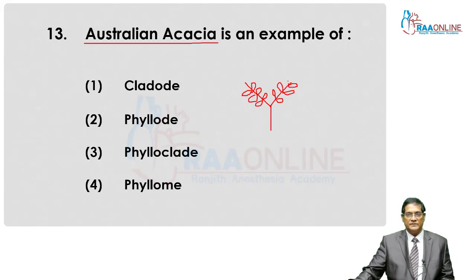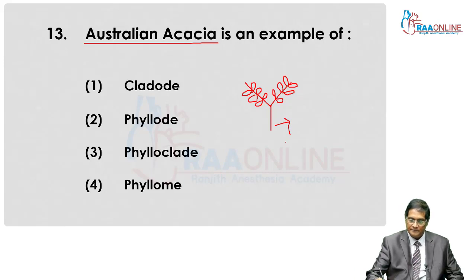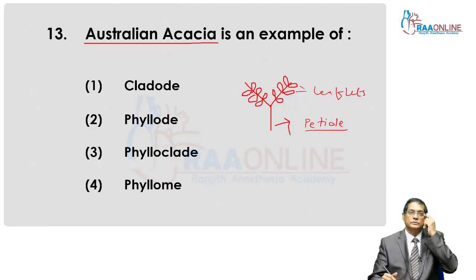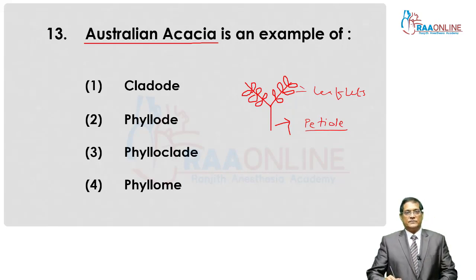But one specific feature: this is the petiole of the leaf, that is the leaf stalk, and these are all leaflets. But in Australian acacia, these leaflets fall down soon.